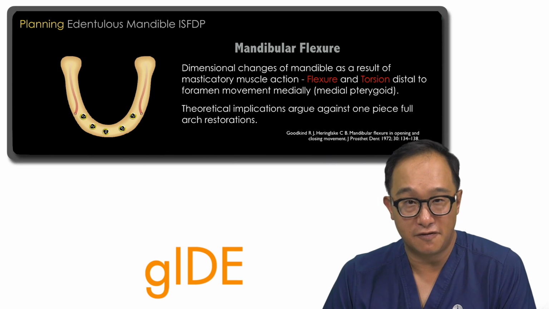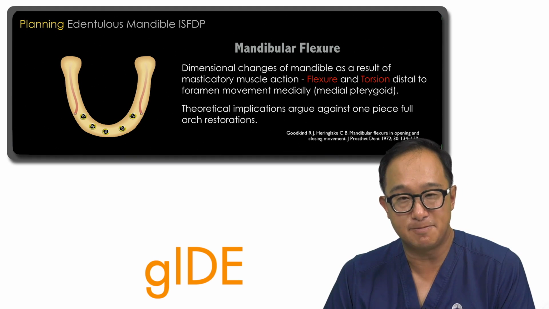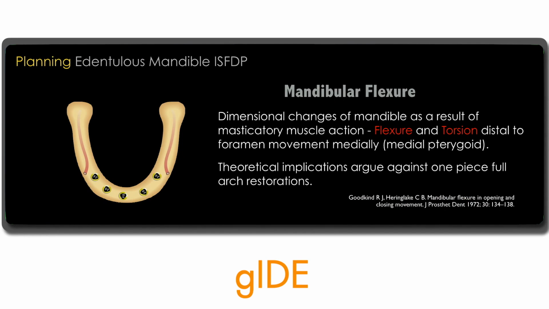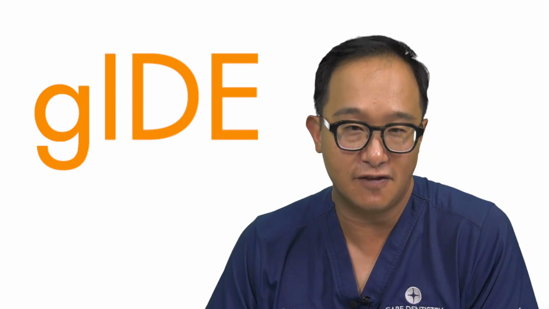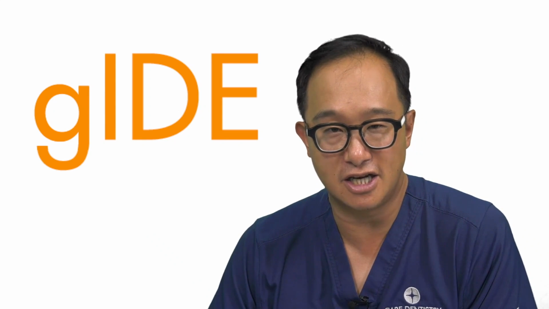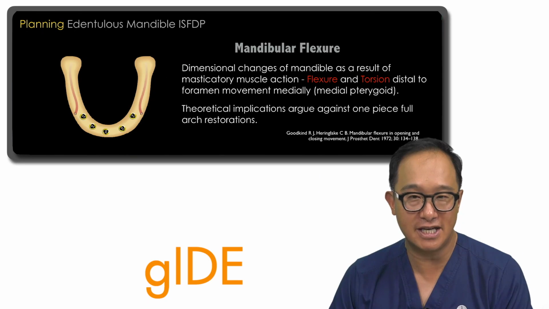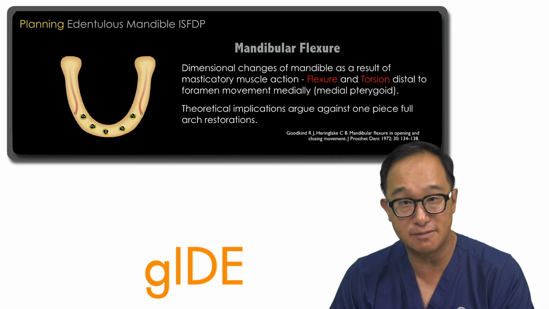One of the concerns of linking implants together in the posterior mandible from one side to another side is the potential for mandibular flexure. There's been a lot written in the literature of the flexure of the mandible, the medial pterygoids as they activate, as you open and close the patient, there's some flexing of the mandible. So there are reports that if you join implants from one side to another side in the posterior mandible, then you might have some discomfort for the patient. You may have some fracturing of the prosthesis. But these are more theoretical implications that argue against one-piece full arch restoration in the mandible.